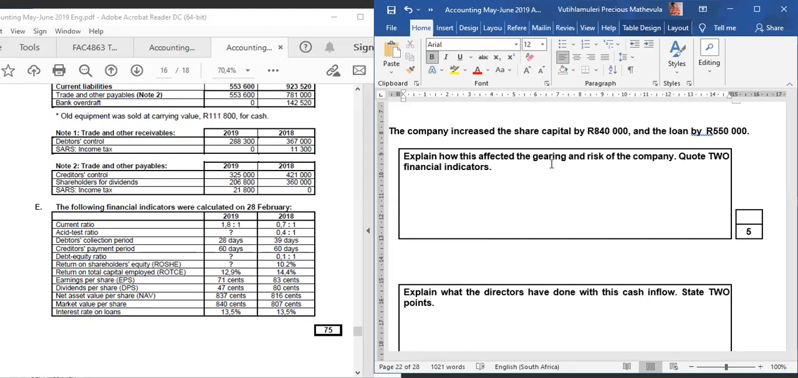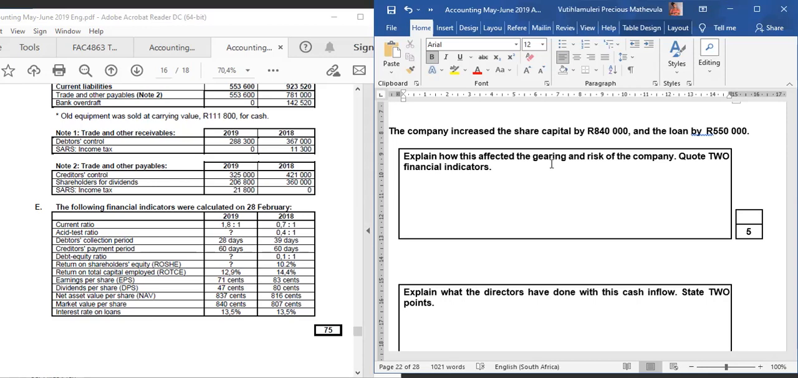So when we're dealing with the gearing risk of the company, this has to do with debt, right? We're talking about long-term debt. So you're going to look at the return on total capital employed, and you're going to look at the debt equity ratio. We're not able to calculate the debt equity ratio, but the return on capital employed was given to us, right? In 2018, it was 14.4%, and then in 2019, it's 12.9%, right?